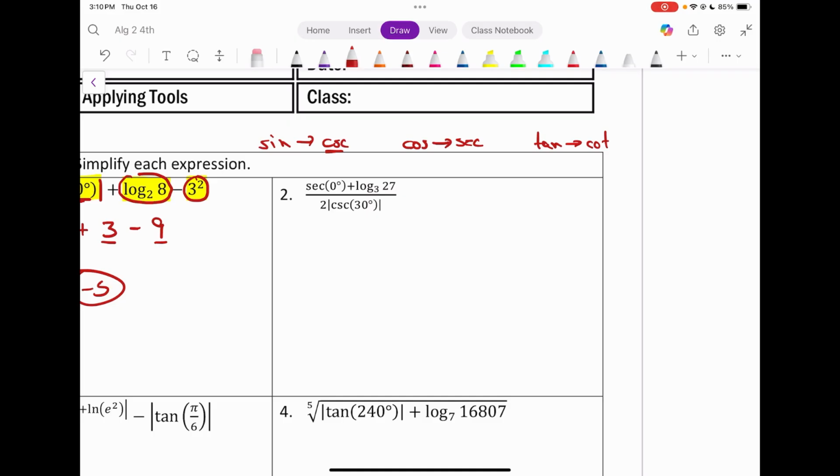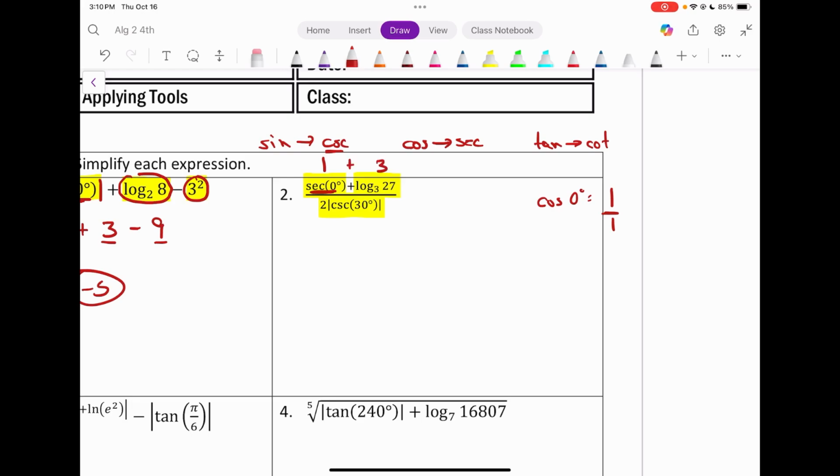So if I ask you for the secant of 0 right here, what we're first going to do is find the cosine of 0. We know the cosine of 0 is 1, so therefore the secant of 0, we're going to flip 1 over 1, and we still get 1. But I forgot to actually break this into smaller problems. There's 3 smaller problems. The secant of 0, again, is 1. Log base 3 of 27, 3 to the third power is 27, so on top we have 1 plus 3.